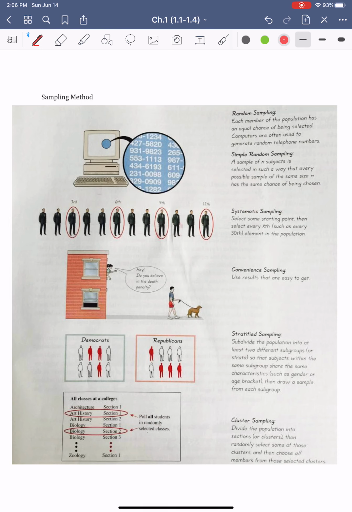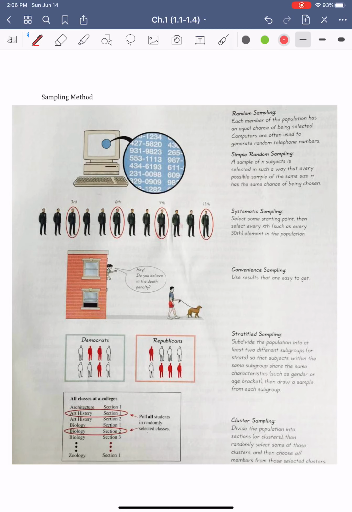So once you have the data, where's the data coming from? Well, you got the data from your samples. How do you pick your sample? Well, there are a couple ways to select the samples. So let's go through that one, sampling method. Now, some of them are good sampling methods and some of them are bad sampling methods. So let's go through each.